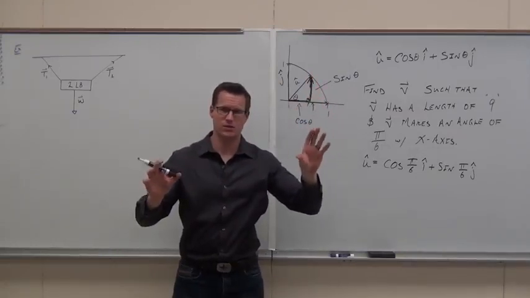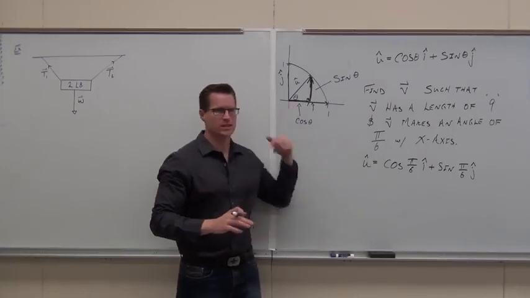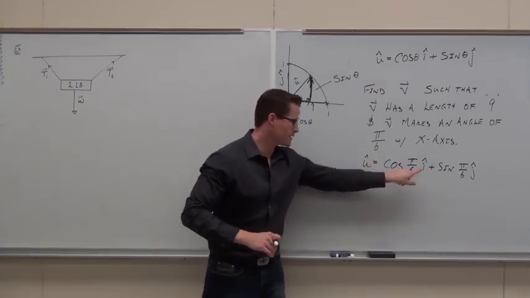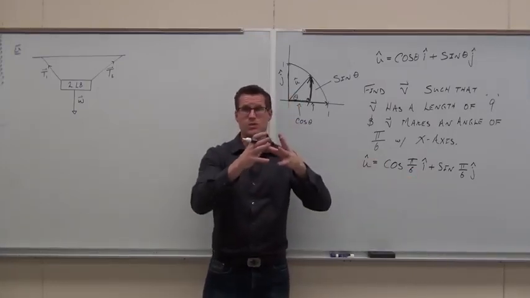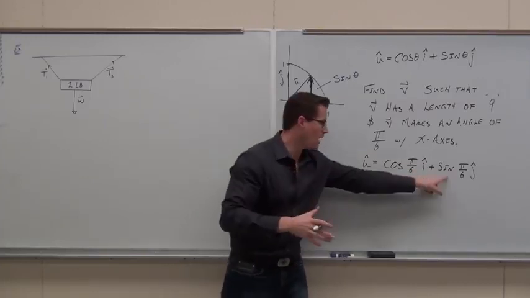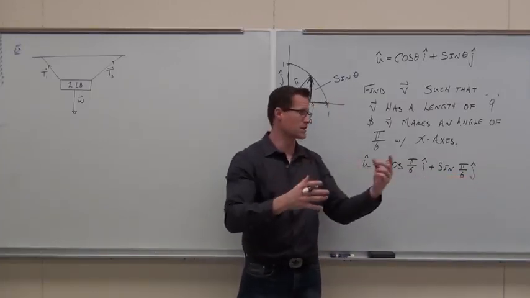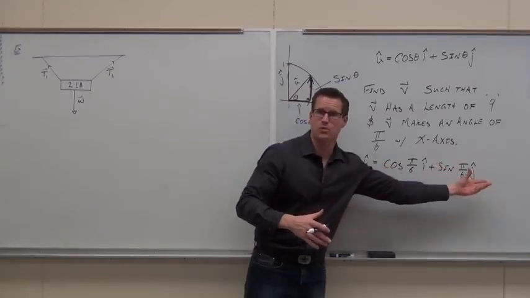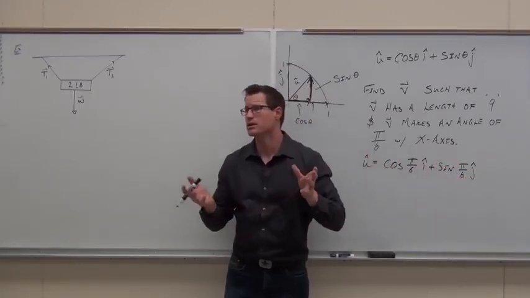Please look. Just watch. Cosine is always x, right? X, put them together. Sine is always y, right? Y direction, put them together. You're taking a fraction of the x direction, a fraction of the y direction, and you're adding them up. That's creating a unit vector for you.